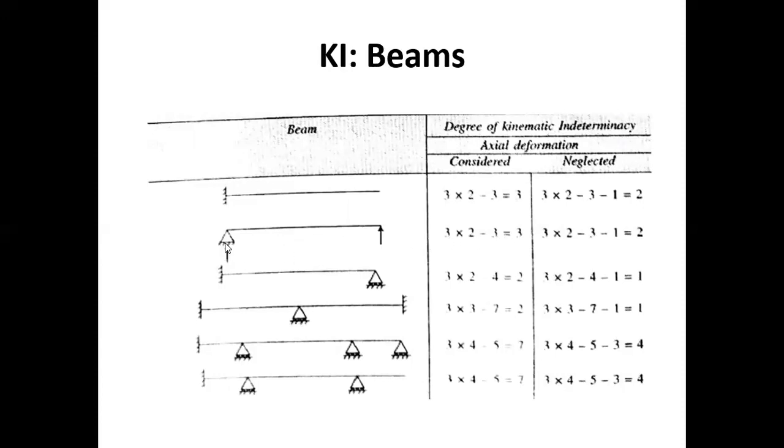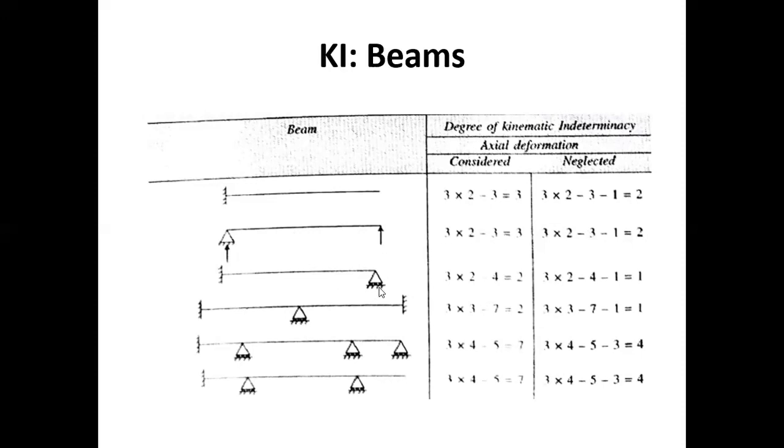The other case is a hinge support. The number of internal reactions at the hinge support is 2, and 1 is over here due to the prop. So it is 3j minus r, and r is 2 here and 1 here, that is 3. If the axial deformation is neglected, then one member is subtracted from this equation, because there is only one member. So 3j minus r minus m will give the value of 2.